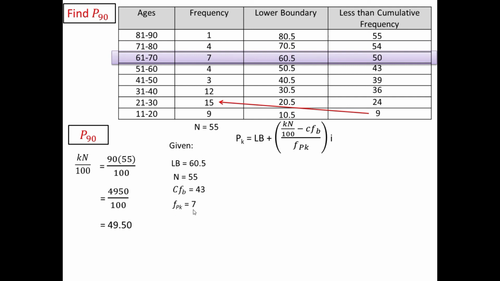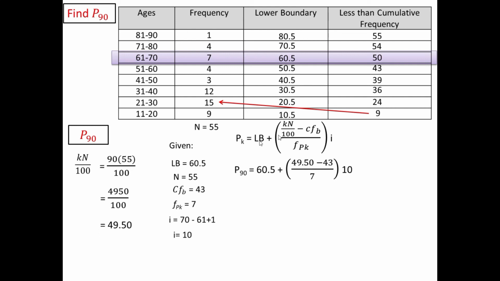Ayun siya, 7. Ang interval natin, pag minusin mo yung upper limit by lower limit plus 1. 70 minus 61 plus 1. 70 minus 61 is equal to 9. 9 plus 1 is 10. So, ang interval natin dito ay 10. We're done with our given. Pwede na nating isubstitute sa ating formula. By substitution, we have this. Si P sub K naging P sub 90. Si lower boundary, 60.5, so substitute doon sa ating formula.